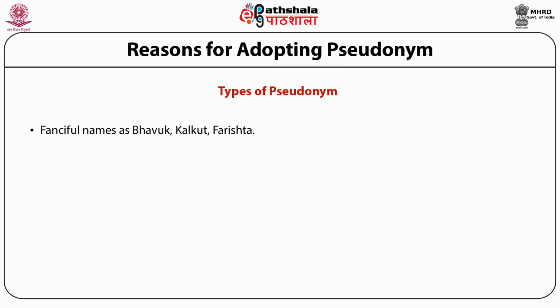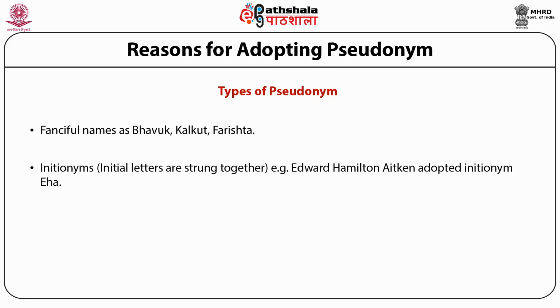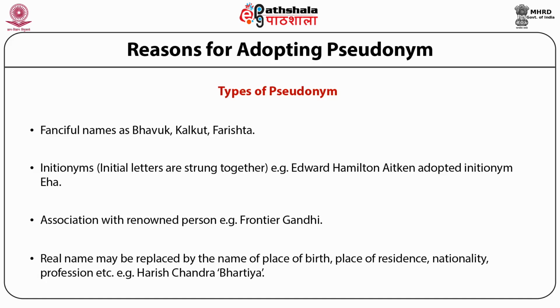Fanciful names such as Bhabuk, Kalkut, Farishta, etc. Initial names, where initial letters are strung together, as for example, Edward Hamilton Atkin adopted the initial name Eha. Association with a renowned person, as for example, Frontier Gandhi. The real name may be replaced by the name of place of birth, place of residence, nationality, profession, etc. For example, Harishchand Bhartiya. Here Bhartiya is the pseudonym.